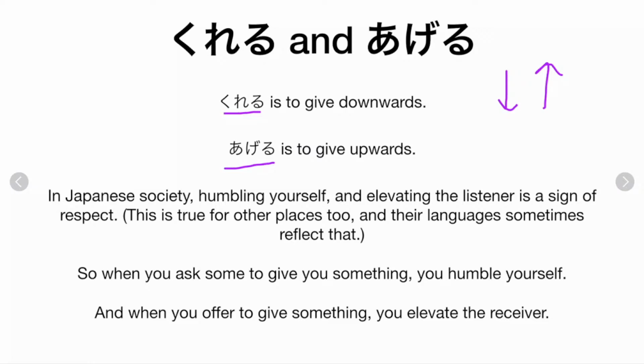Anata wa toberu is, can you fly? Or can you jump? If you ask it like that, can you jump? That is a valid question. I guess the only thing is, because it's a question, I would use anata ga, but that's a nuance thing. I'll talk about the wa versus ga again.